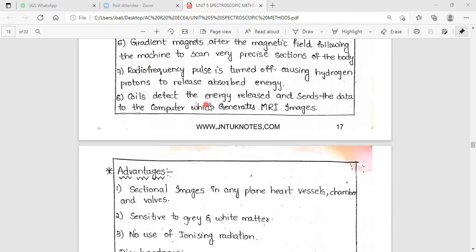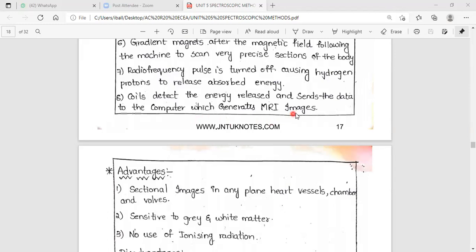The coil detects the energy released and sends the data to the computer. Wherever the abnormal part is, whether the human body contains a cancer, a tumor, or any disease, those abnormal parts are determined with the help of the MRI scan. The amount of frequency absorbed by the abnormal part sends a message as a frequency message, known as an absorption frequency message, and that is converted into an image.